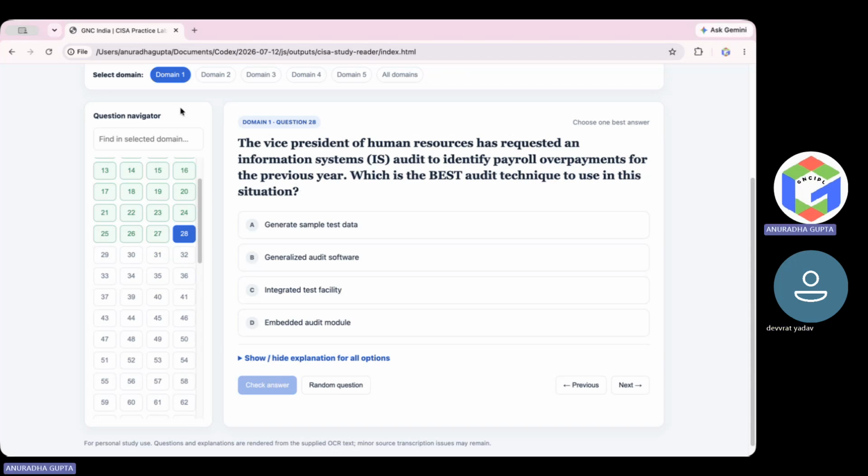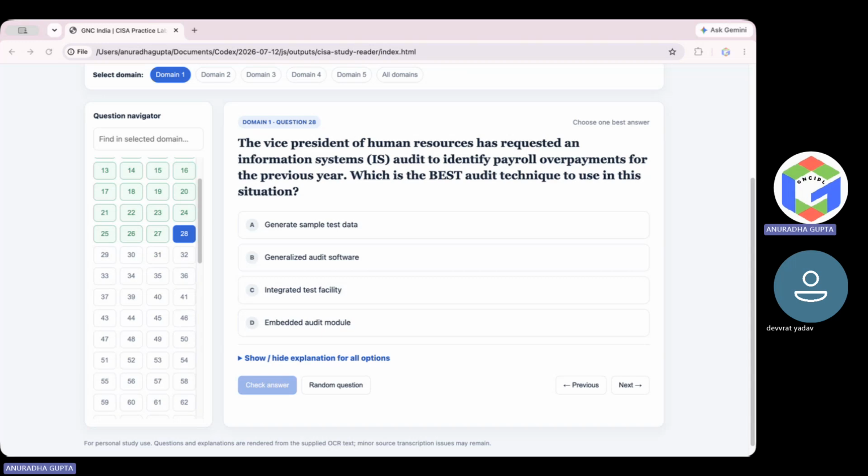Generalized audit software. Okay. And how did you get to this conclusion? Because the VP of HR is asking for last year's overpayment payroll details from the auditor. So we cannot integrate the test facility right away. The embedded audit module is also time taking, and budget is maybe involved. As of now, we can use generalized audit software to do the analysis.